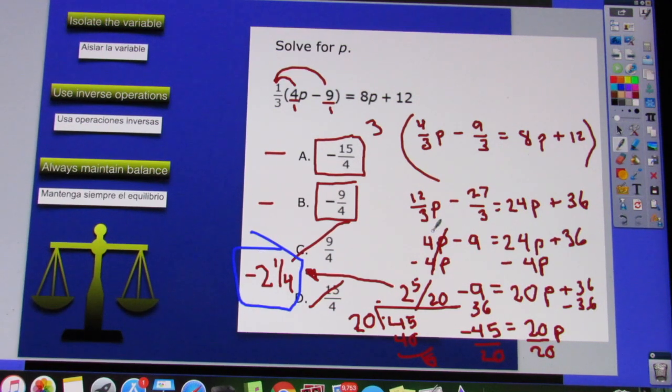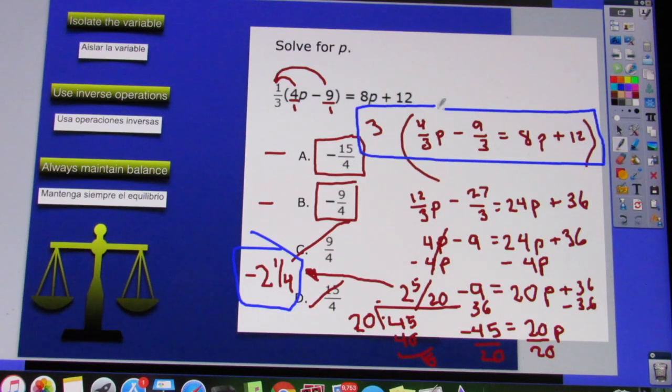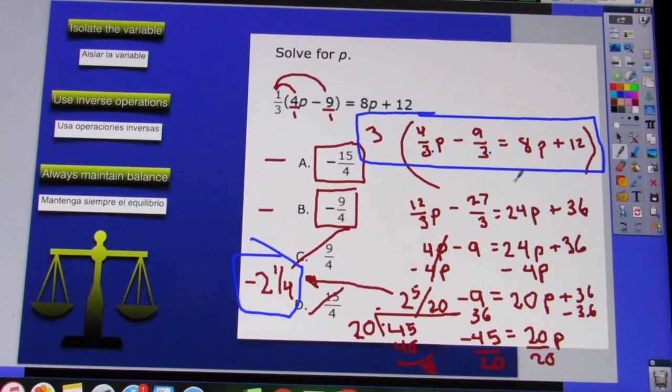So thank you very much for your attention. Make sure you get this strategy of multiplying an entire equation by the LCM of the denominators, and you can clear fractions and make your life a lot easier and make your math a lot easier. Thank you for your attention.